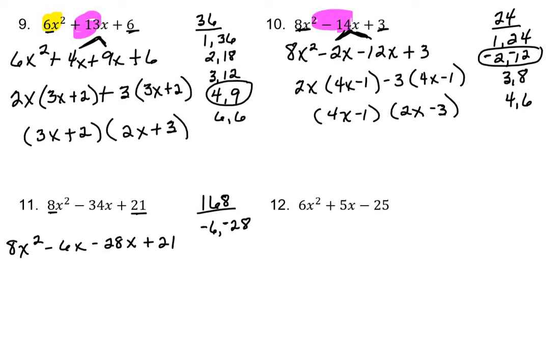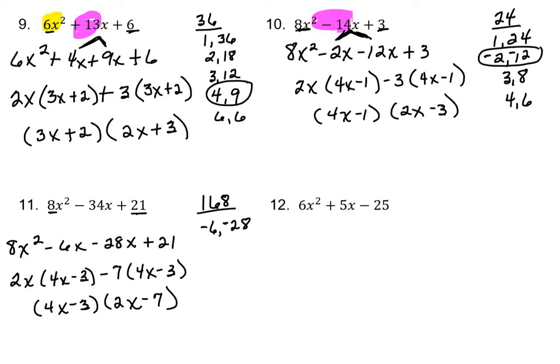And then I'm going to group these first two terms together, factor out a greatest common factor of 2x. Group the second two terms together. I'm going to factor out a negative 7. You can see I have 4x minus 3 in both sets of parentheses, so that gets factored out. And I'm left with 2x minus 7. And if you want to, you can go back and FOIL that just to double check to be sure that you have the right answer.